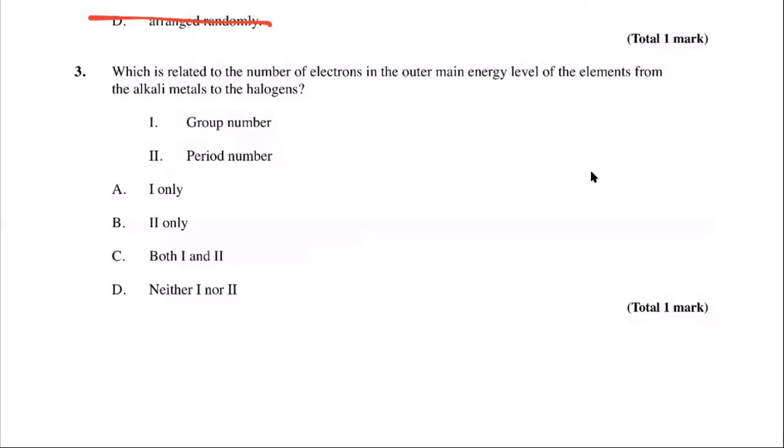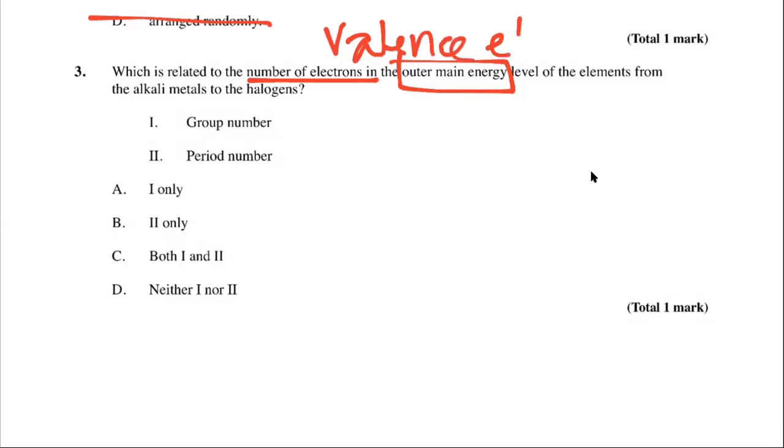This one says, what is related to the number of electrons in the outer main energy level? So remember, the outer main energy level, that's our highest energy level. The number of electrons in that outer main energy level, those are my valence electrons, because they're in the outermost energy level. So they're asking which of the following is related to the number of valence electrons in the energy level elements from the alkali metals to the halogens.